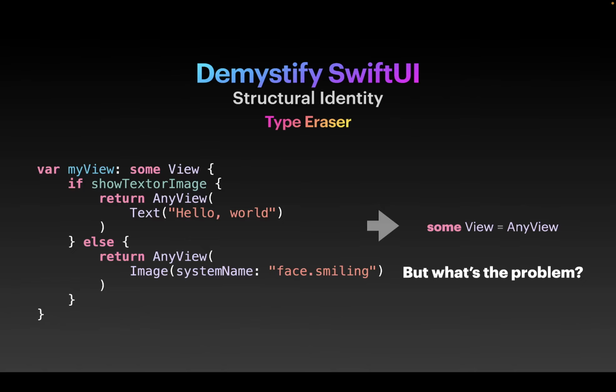And when you apply a type eraser, SwiftUI still works, but you're going to have some trouble with the optimization, and it's related to performance issues. So whenever it's possible, just use the view builder. Try to avoid this. Try to avoid type eraser.